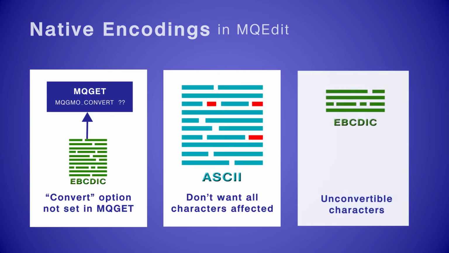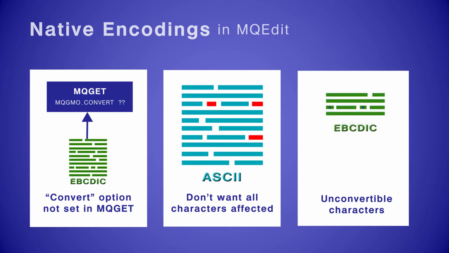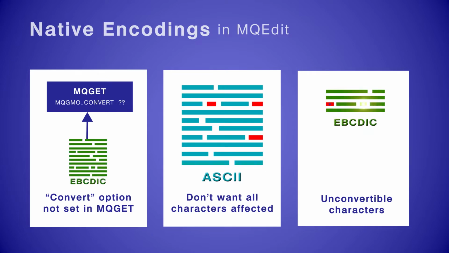Lastly, not every character has an equivalent in another code page. This means some unconvertible characters can end up as a dot, the commonly used representation for an unconvertible character. Because of this, character conversion is not guaranteed to be reversible. Converting from EBCDIC to ASCII and back to EBCDIC again gives no guarantee to return to the original message contents.